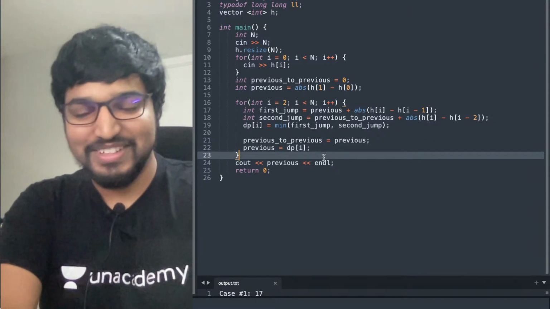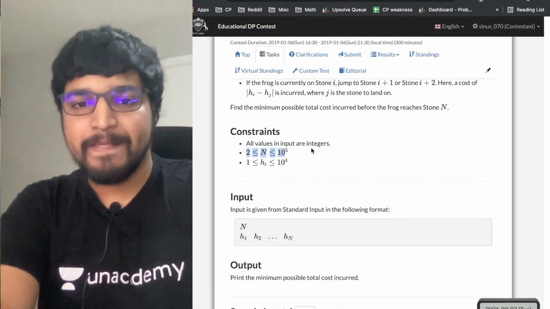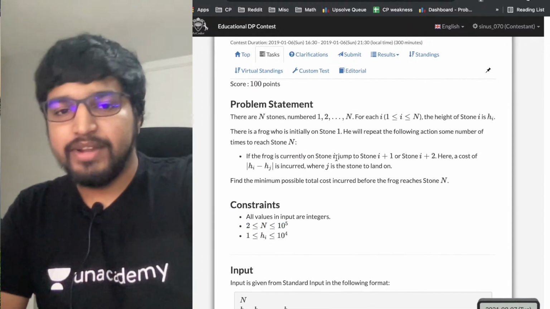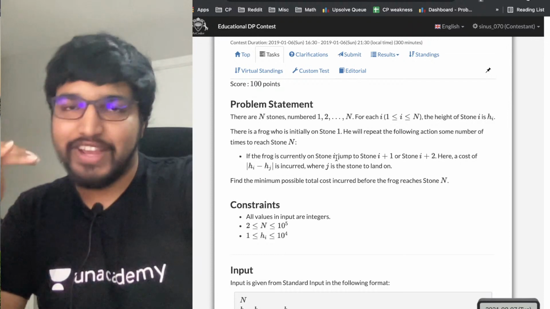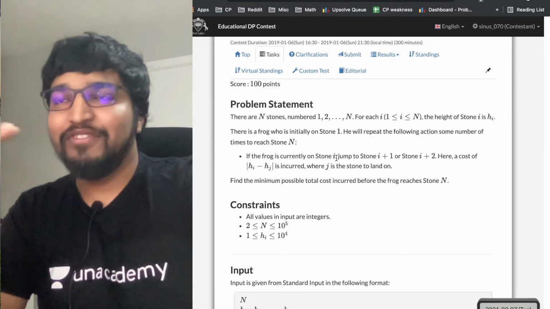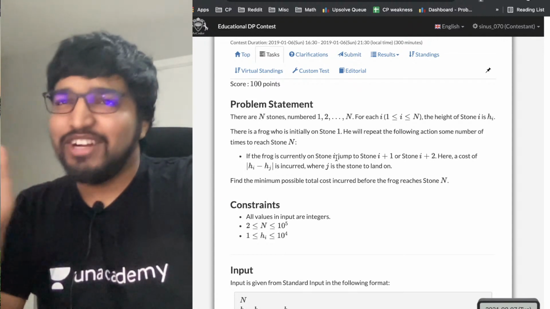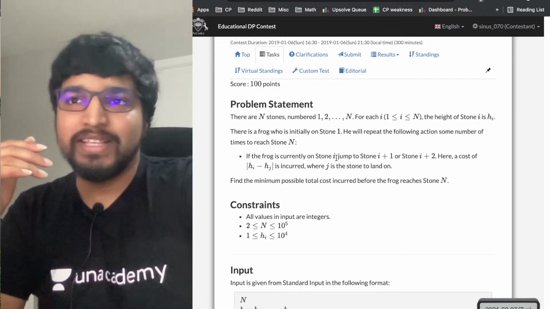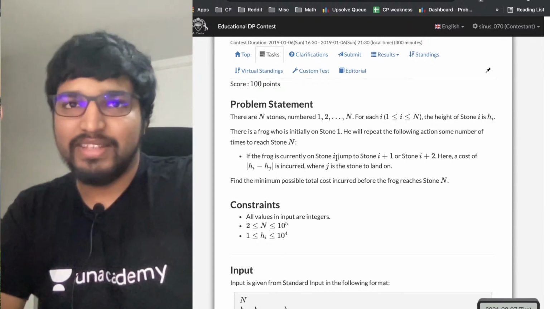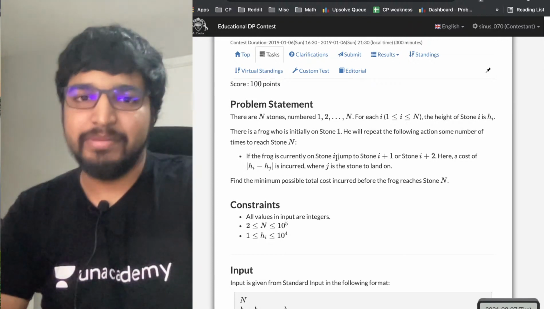So a few things here. What did we do here? From a stone, you can either jump to I plus 1 or I plus 2, and you have the cost of absolute differences of the heights. And that's what we did. We just did as the question asked. We did it in a recursive fashion, like the backtracking method. We found that it was exponential in complexity. So we stored the answers lazily, and then we returned them as we went on. Then we reduced the complexity to linear, and that passes the DP problem.